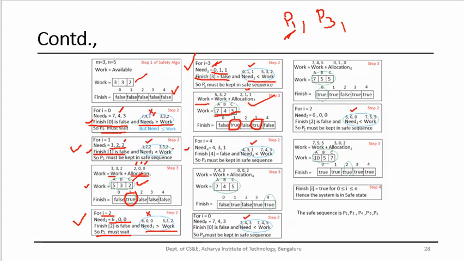Now we proceed and go to the next process, that is P4, and check whether this can be added to the safe sequence. What is its need? 4, 3, 1.